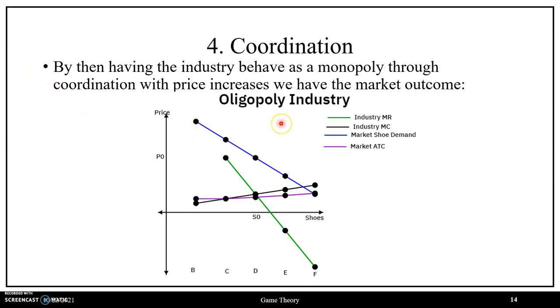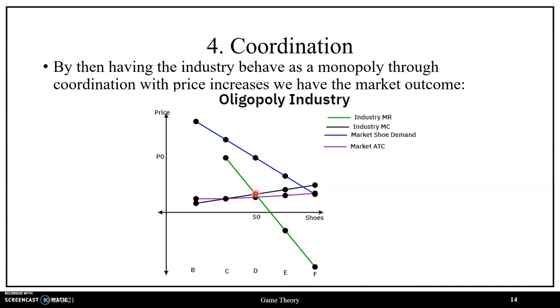So considering the industry as a whole now that we have below, we have price on the vertical, shoes on the horizontal, a downward sloping market demand curve, a downward sloping marginal revenue curve that's below our demand curve, upward sloping marginal cost, and our U-shaped average total cost curve. This is going to look just like our profit maximization for a monopoly, where profits are maximized at the intersection of marginal revenue and marginal cost for the industry, which occurs at point D.